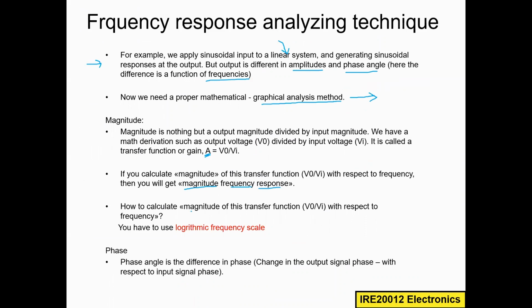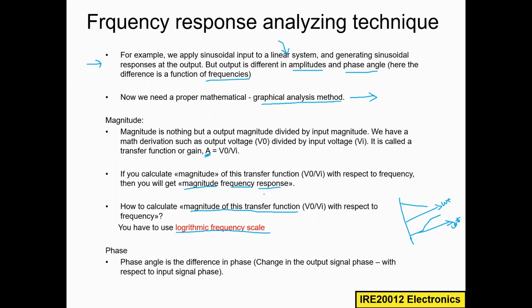So how to calculate the magnitude of this transfer function with respect to frequency? You have to use a logarithmic frequency scale. That is the formula you have to use. After using the formula, you plot the graph. And then you will see how the magnitude is falling or rising, and how the phase angle is. The phase angle is 0 degrees or it's rising to 90 degrees and then going flat again, or something. So it's really up to us how we perform the analysis by using the standard method.